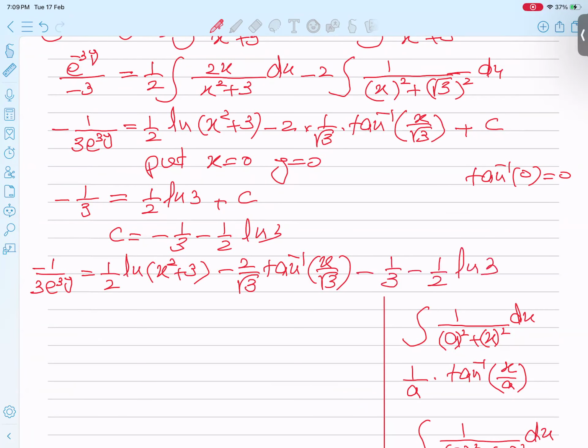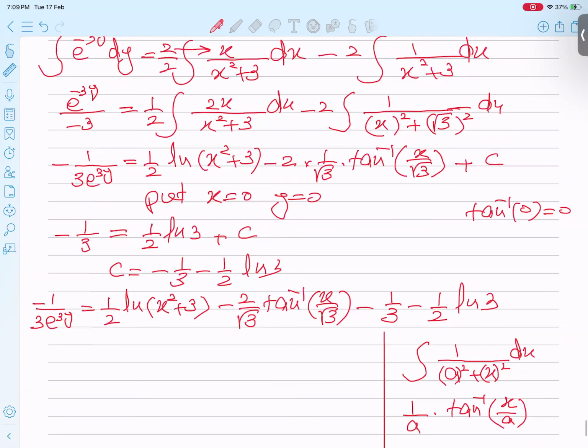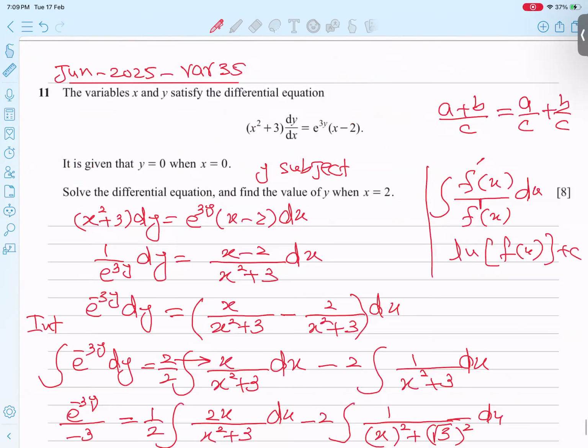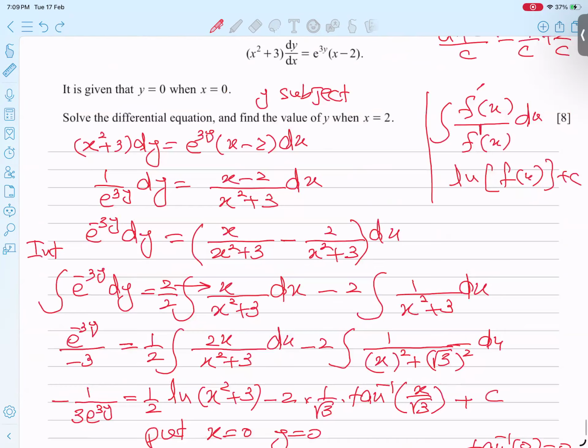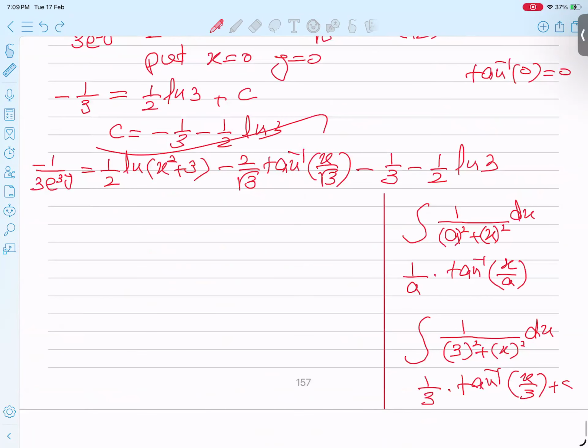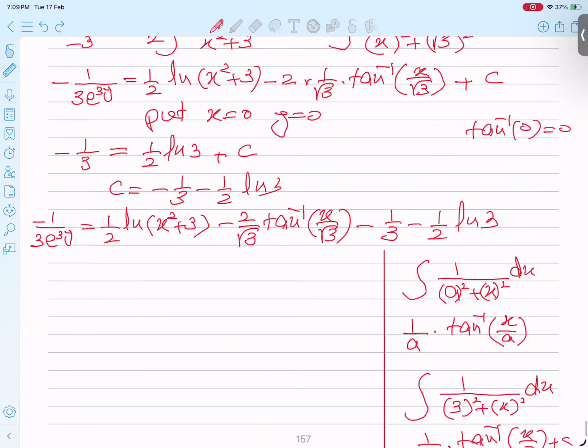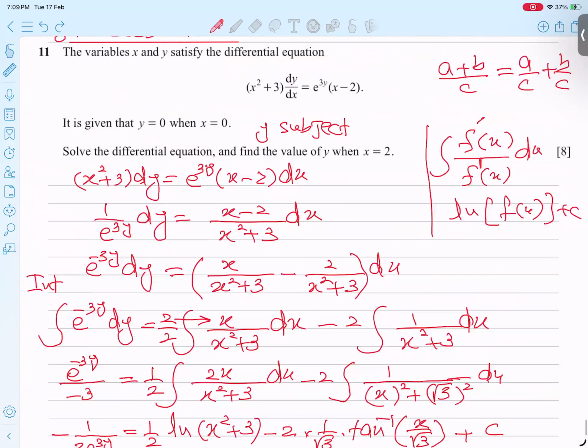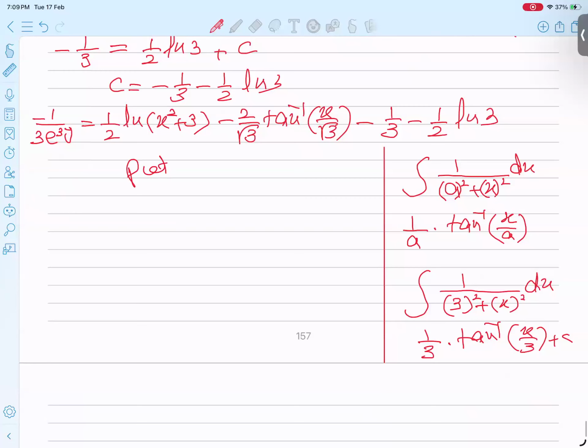So I got the answer. He did not mention at all, students, what the subject is. I just made a rough idea. So look, I got not y as the subject, I got e to the power 3y as the subject. But you can see that he said find the y value when x is 2. So I will not do any calculation. Simple. I will replace the whole x by 2. So let's see what happens then, students.